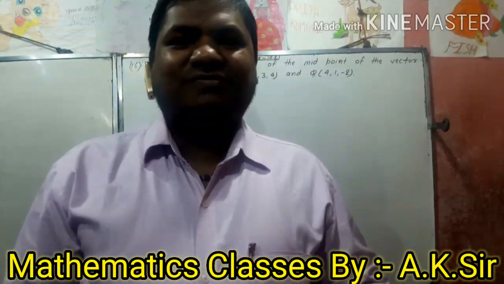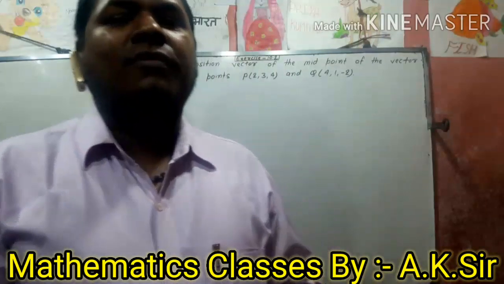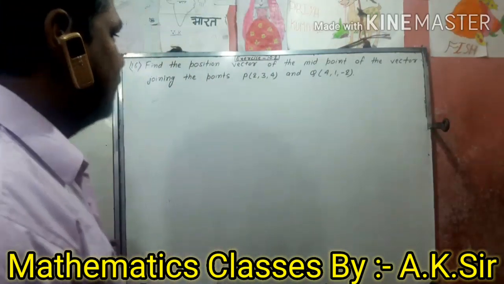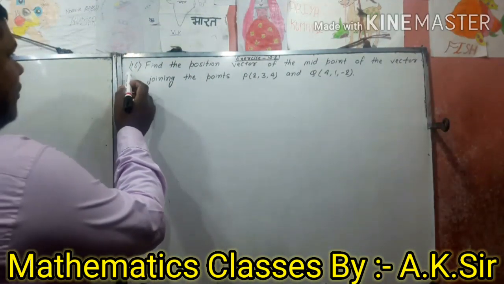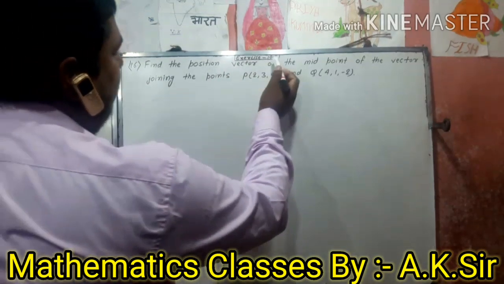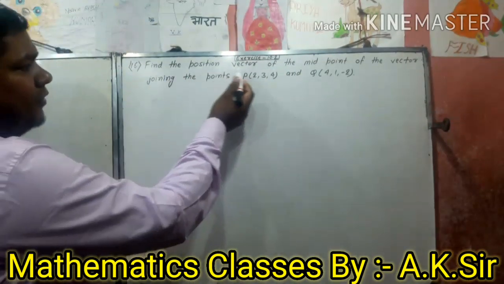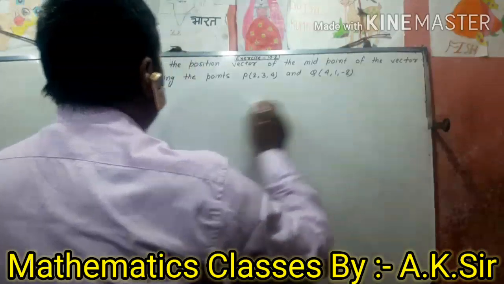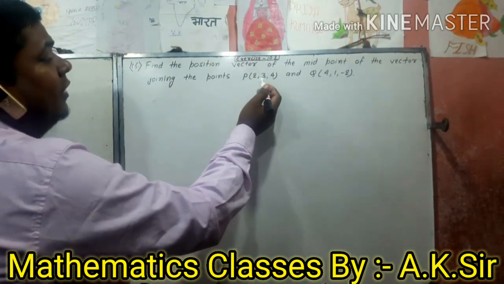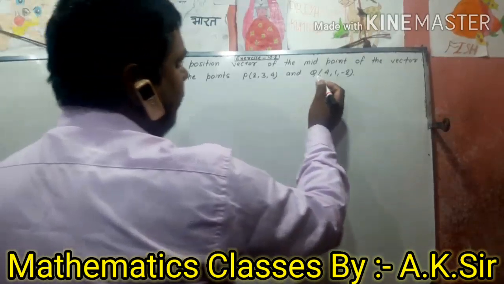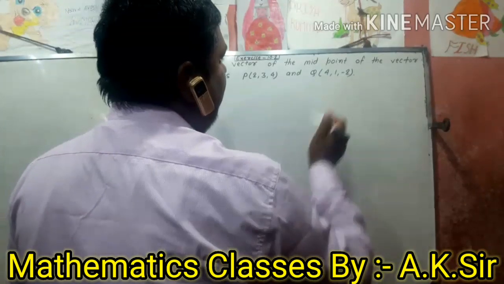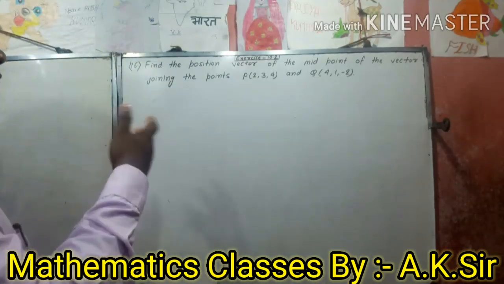How are you today? I am starting your next question, question 16 of exercise 10.2. Find the position vector of the midpoint of the vector joining the points P(2, 3, 4) and Q(4, 1, -2).